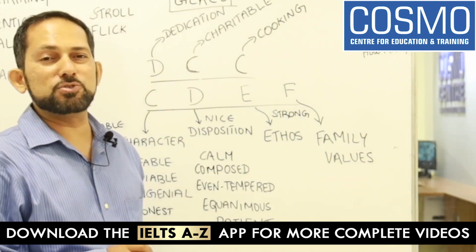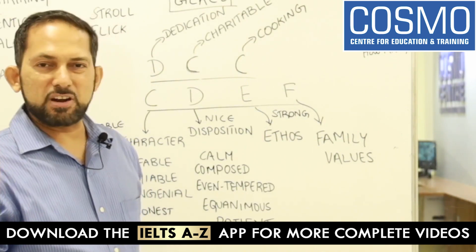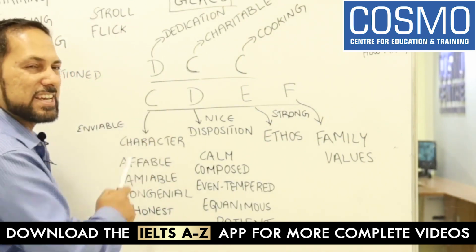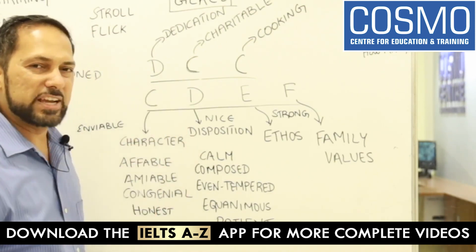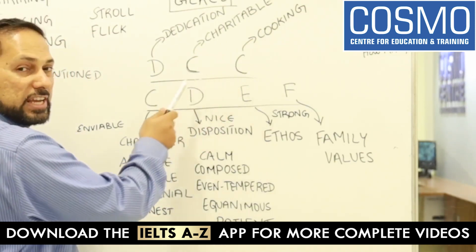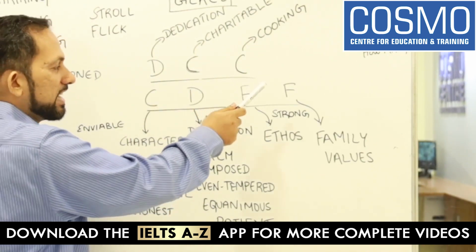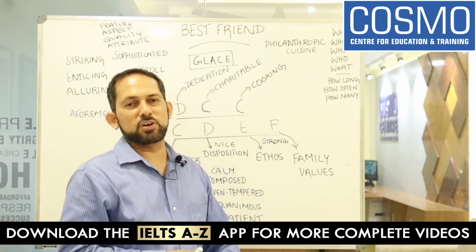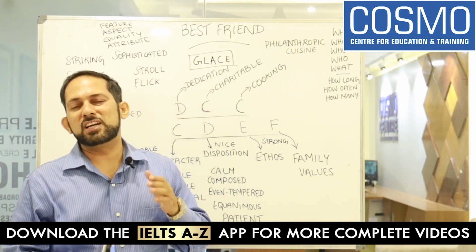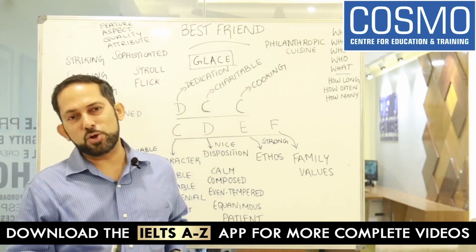The third part, you could say, I like him for an array of reasons. Why? One of the striking aspects of him or her is a dedication, charity, cooking, character, disposition, ethos, family values. This is the reason why I like him. And that is an elderly person whom you know.